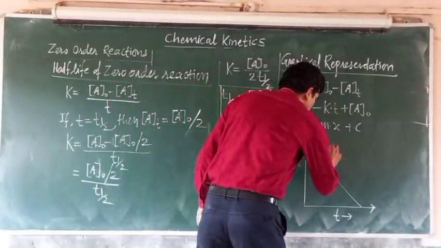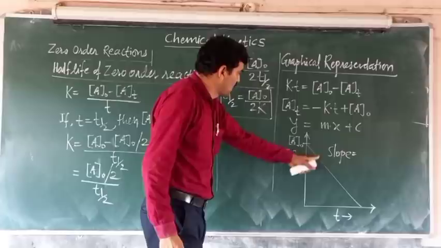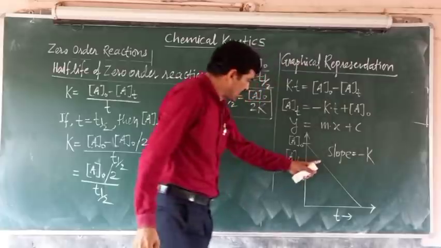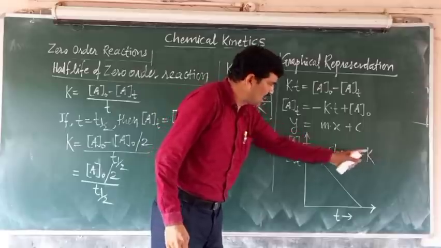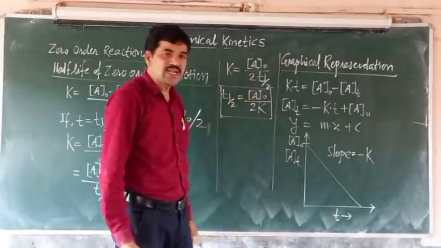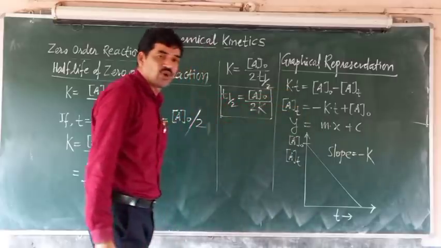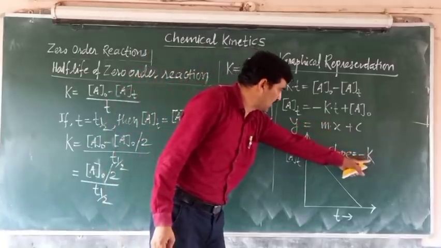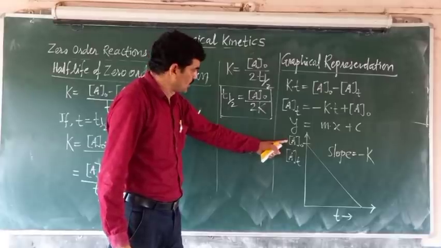We can also determine the slope of the straight line. The slope, which will be negative, is equal to m, but m is here minus k. The negatives on both sides will get cancelled. Therefore, after determining the slope, we get the value of k, the rate constant of the zero order reaction. So from this graphical representation, we can obtain the value of the rate constant k, as well as the initial concentration of the reactant in the zero order reaction.